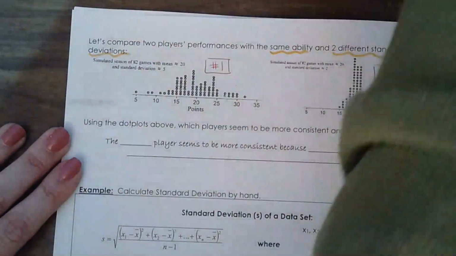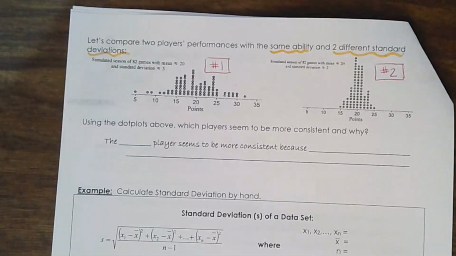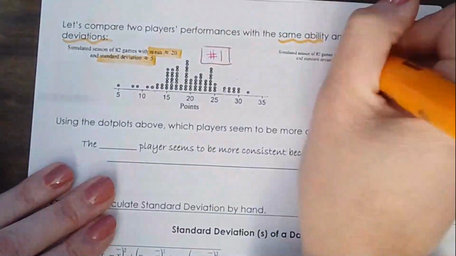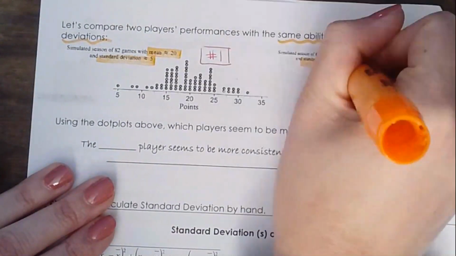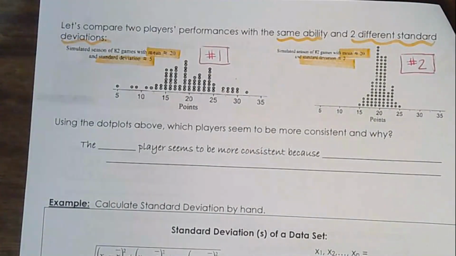Let me zoom in just a little. If you read it up top, player number 1 had a mean of 20 and a standard deviation of 5. Player number 2 had a mean of 20 and a standard deviation of 2. It makes sense that they both have a similar mean because they're both centered right around 20, correct?